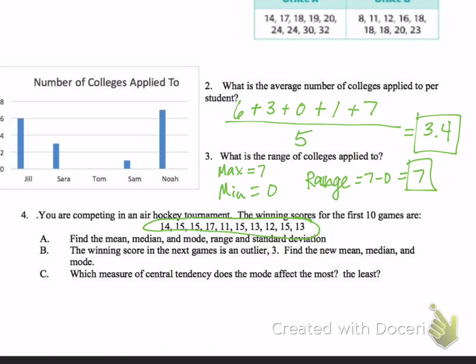All right, with number 4, when you rewrote over all of your data in your first list, it calculated everything for us. So for part A, my mean was what? What was my mean in this set of data? 14. My median?